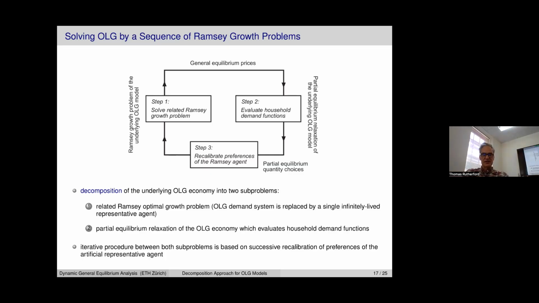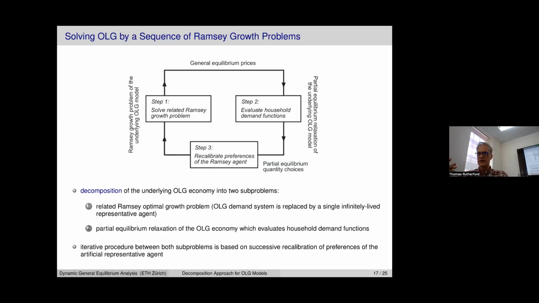So this is one that basically projects on, for example, if you wanted to have the households be subject to liquidity constraints or other things, that's fine. And essentially what you're doing is you're calibrating a Ramsey agent whose preferences mimic what the capital constraints are on the household. So there's lots of flexibility here about how this works. This gives us a partial equilibrium relaxation OLG, which evaluates household demand functions. So when we evaluate household demand functions, the macro prices are fixed. And that's an iterative procedure.